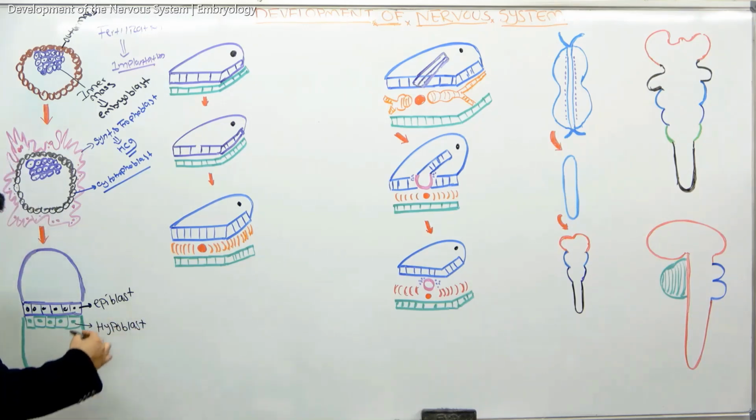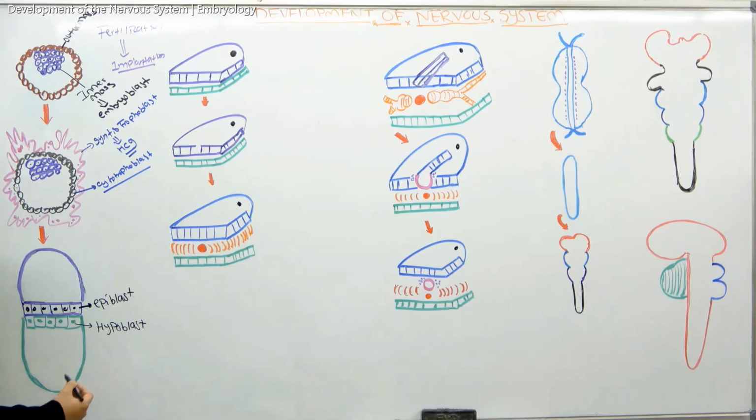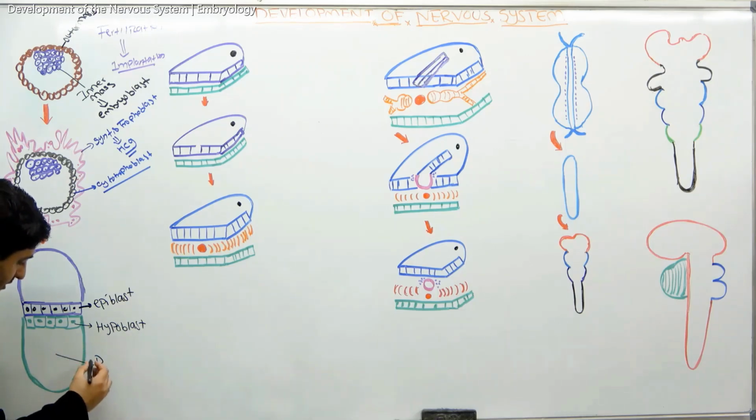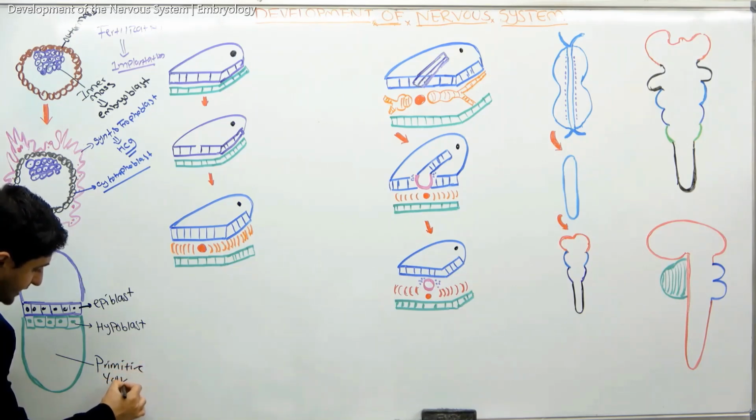And from here, the cells from this hypoblast started migrating and making layers, which are called the extracellular membrane and so on. But I'm not going to focus too much on that. Just know that this embryoblast will differentiate into 2 layers of cells: one is called the epiblast and the other is called the hypoblast. The hypoblast is cuboidal in nature. And this cavity right here we call the primitive yolk sac.